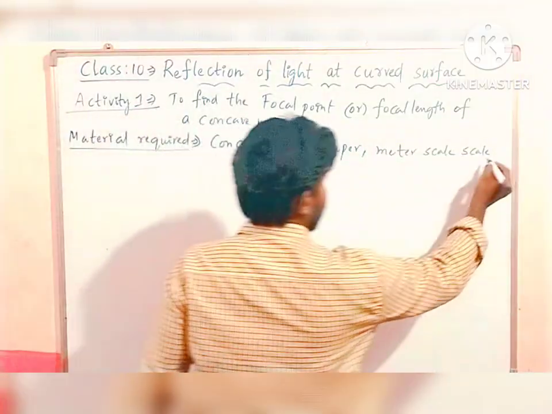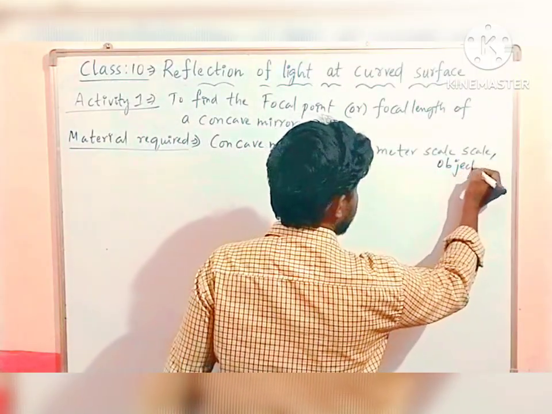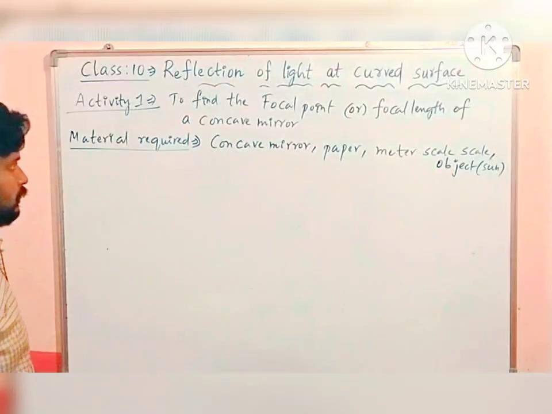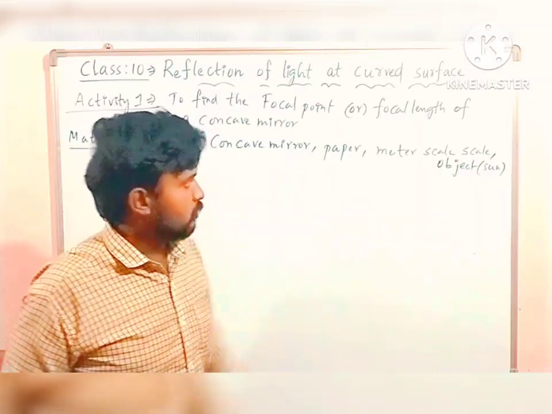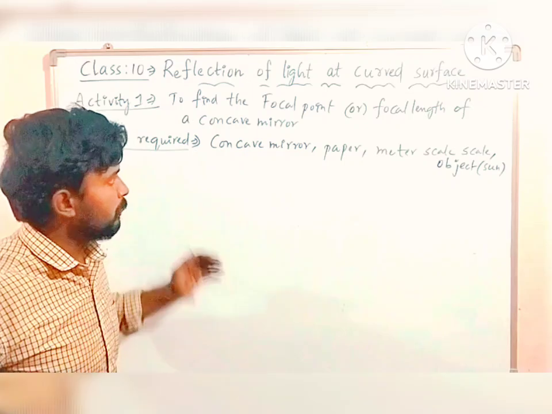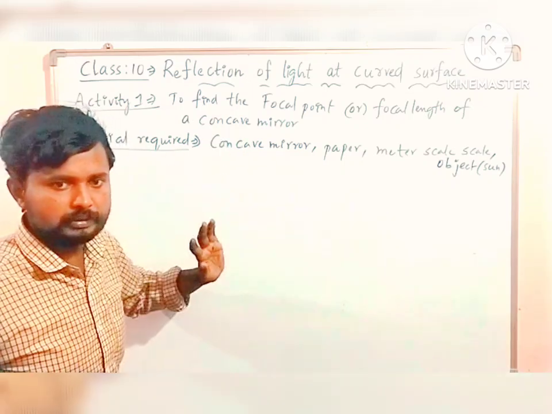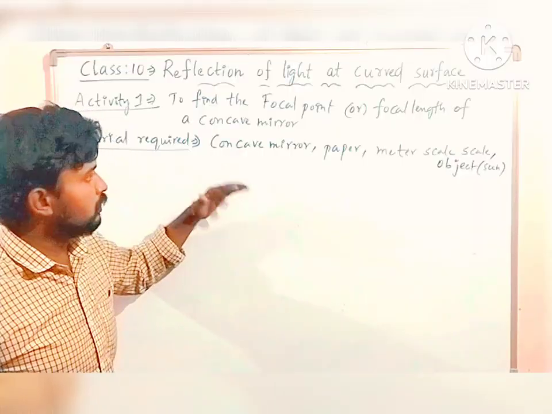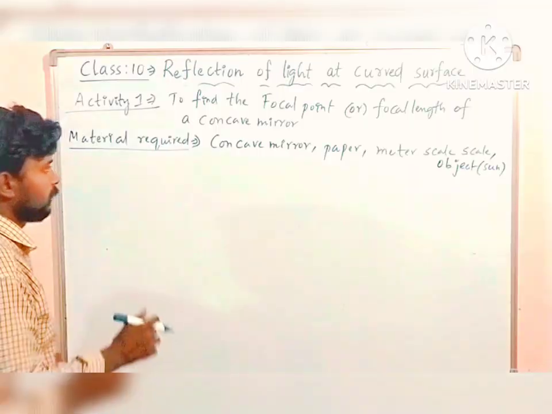Next, the object: we have to take the sun as the object. These are the materials required, if they ask in the 2 marks question. In 2 marks questions, a frequently repeated question is what are the materials required to conduct this experiment. Every chapter has an experiment, so in every chapter you should read the materials required.